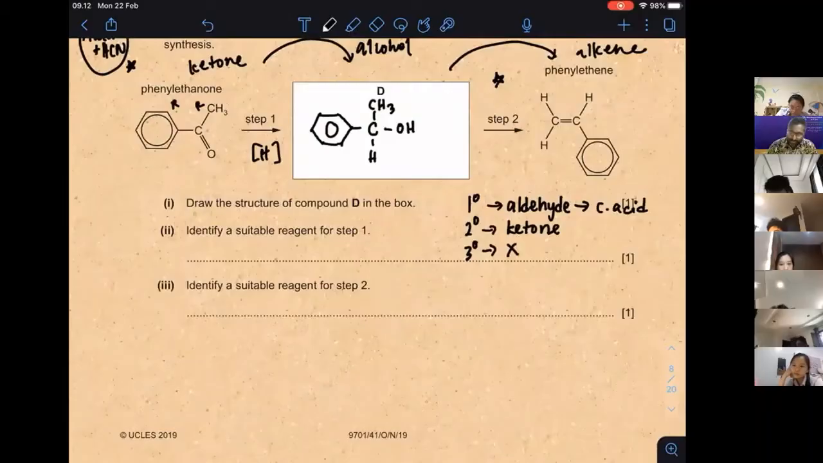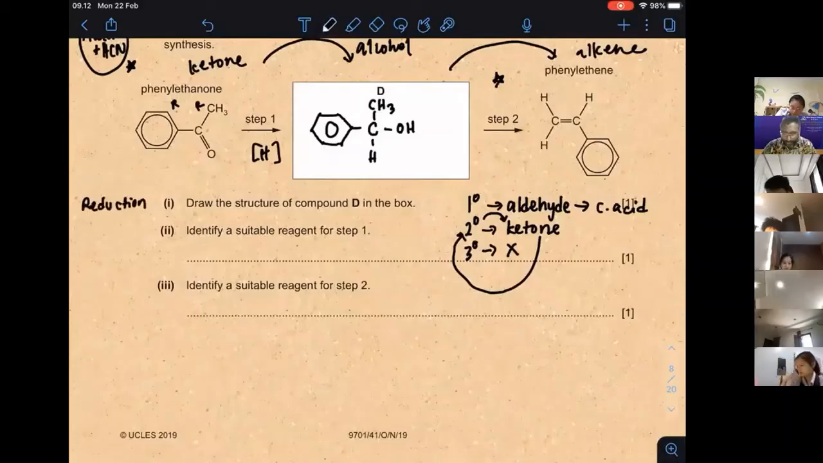If secondary alcohol can change into ketone, of course there is a way to change ketone to become secondary alcohol. So we are going to change ketone to secondary alcohol, which is going to be, we are talking about dehydration. Sorry, it's not dehydration. This is going to be reduction. We are going to do reduction.